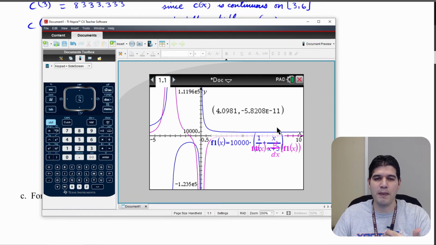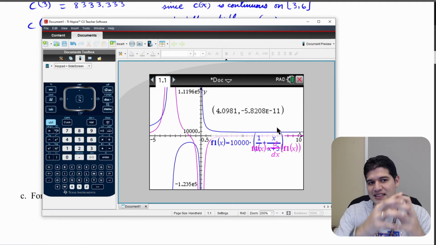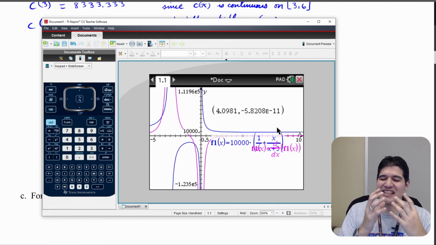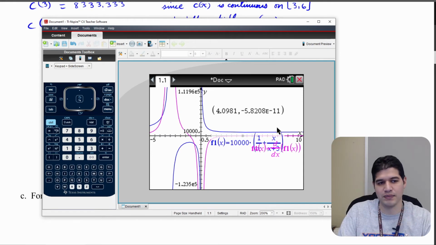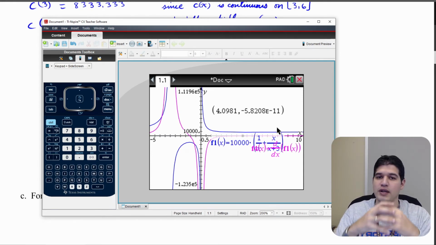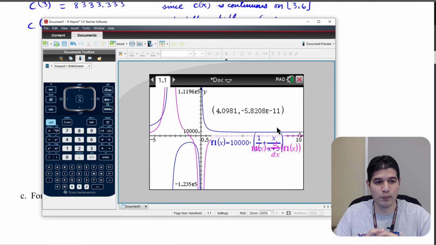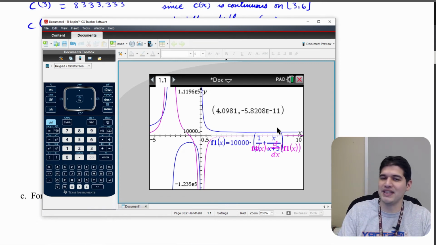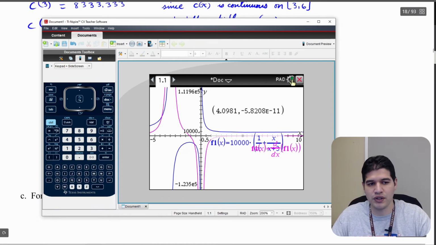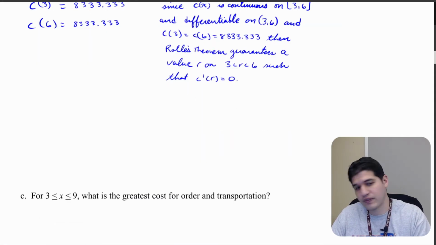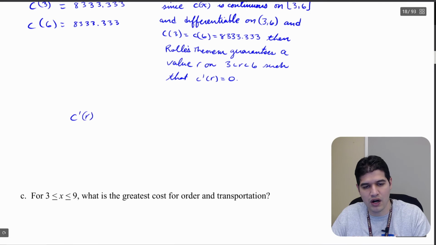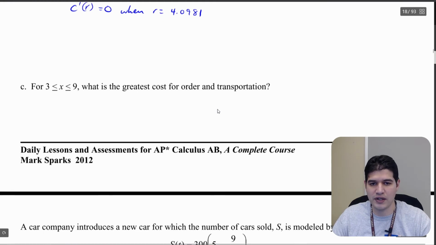Of course, calculators may not be able to get it down and simplify that to 0, but e to the negative 11th in scientific notation, that's a very, very tiny number. All right, so my x value, my value for r is going to be 4.0981. Remember, it's only required that you go to 3 decimal places, but if you can go to 4, it's always better to go to 4. So 4.0981. We're going to say here that c prime of r equals 0 when r equals 4.0981.